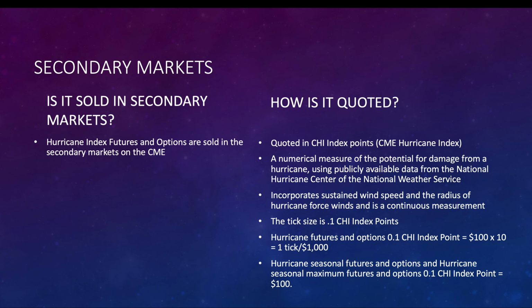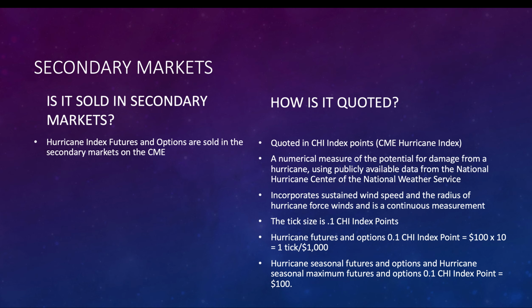These options and futures are sold in the secondary markets on the CME. They are quoted, as we mentioned before, in CHI index points, which is the CME Hurricane Index, a numerical measure of the potential damage from a hurricane using publicly available data from the National Hurricane Center of the National Weather Service is where that comes from. It incorporates sustained wind speed and the radius of the hurricane force winds, as we mentioned before.